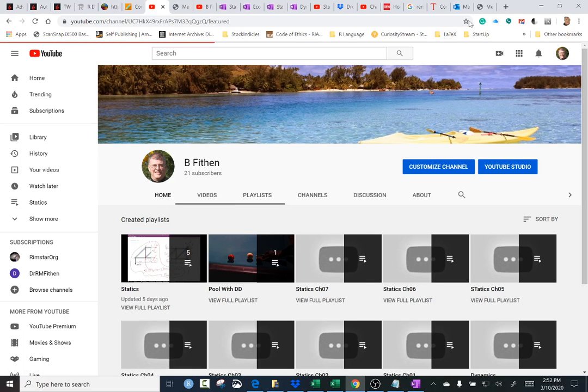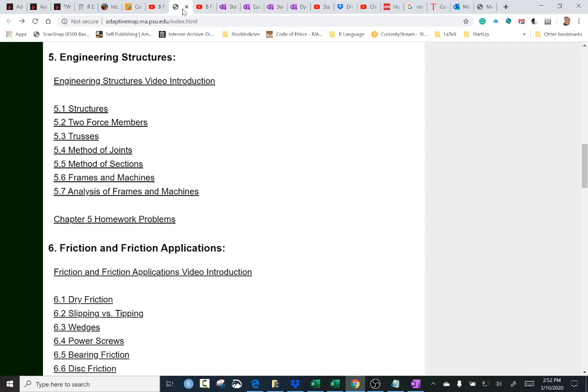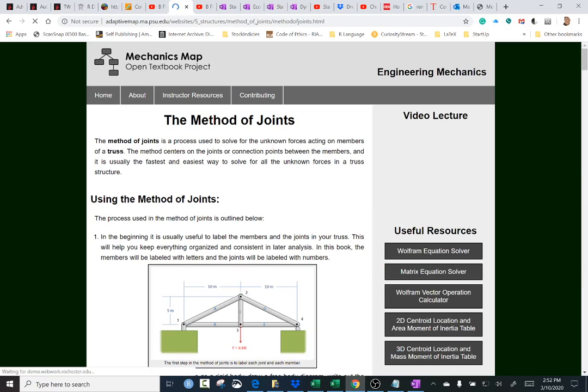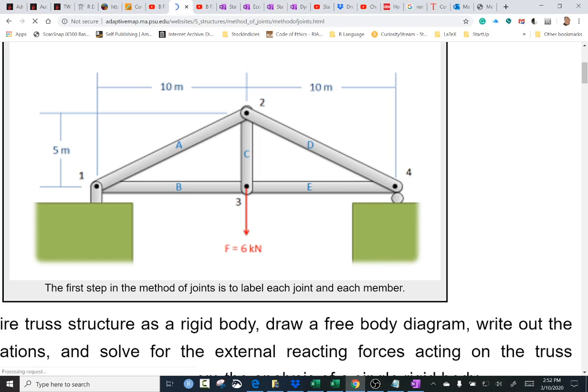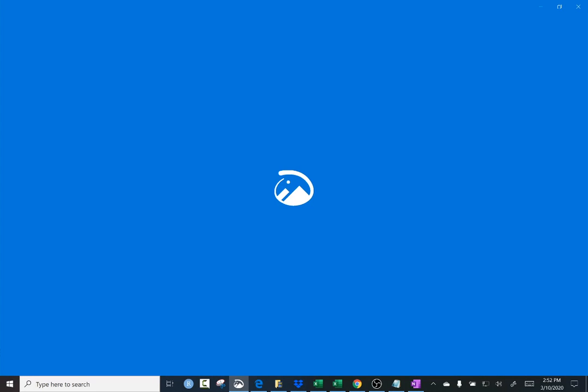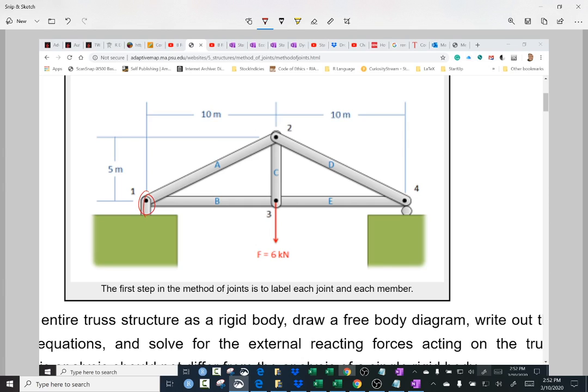So let's get started on a truss. He starts with methods of joints. He's got a simple case right here. Very nicely done. 10 meters across, 5 meters high. Members A, B, C, D, E. On the left, what you'll see is a support that sits right there that's capable of taking a load this way and that way because it's bolted to the ground.